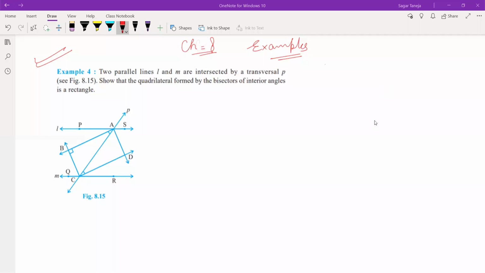I'm waiting for 1 more minute for the students to join, then we'll start with the class. Yes, and Veer, I have read that.